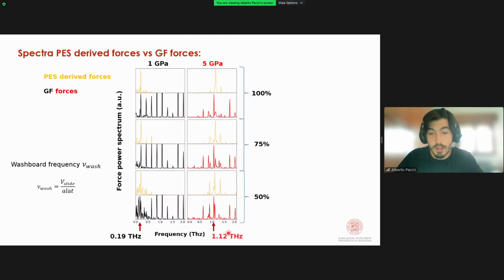And in our case, we see that at that Washburn frequency, the spectra for the real dynamical forces are peaked and are similar to the path-derived forces, which are peaked at the Washburn frequency. And furthermore, we see that there are peaks at higher frequency, which are related to surface modes because they are common to every system, whereas at low frequency, we have interfacial modes which characterize the different passivations.